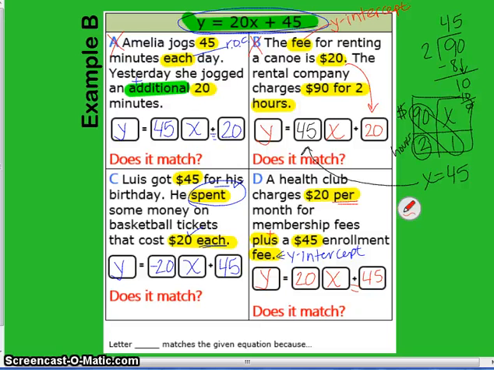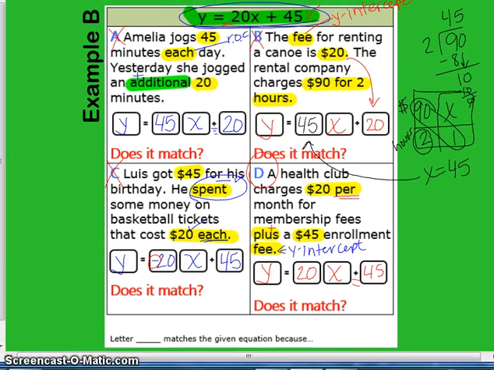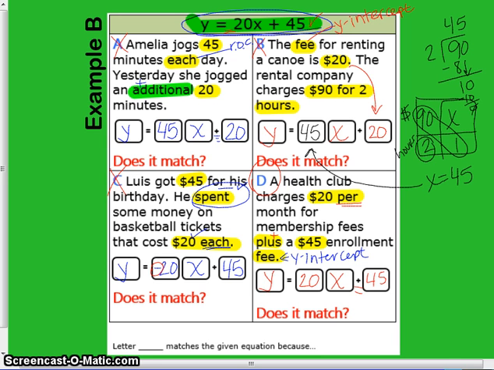It's really close. The 20 and the 45 are in the right box, but this is a negative. And in my original equation, I don't have a negative. So letter C cannot be it. Letter D is our only one that's left, but let's double check. y is equal to 20x plus 45. Yes, that is perfect. It matches our equation up here. So we can circle letter D. So at the bottom where it says letter blank matches the given equation because, I'm going to put letter D matches the given equation because it has the same rate of change and y-intercept.